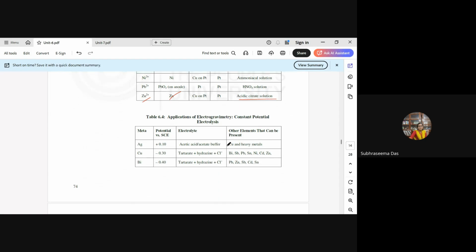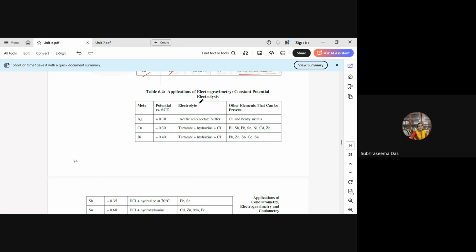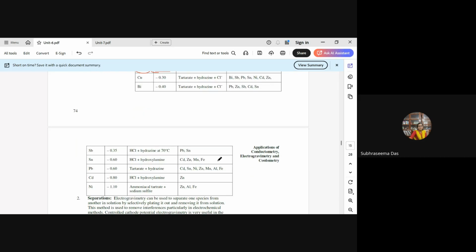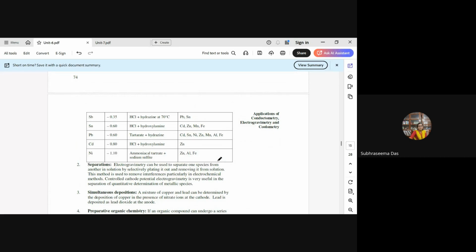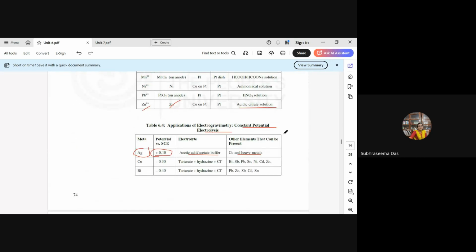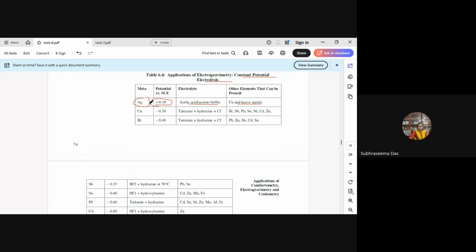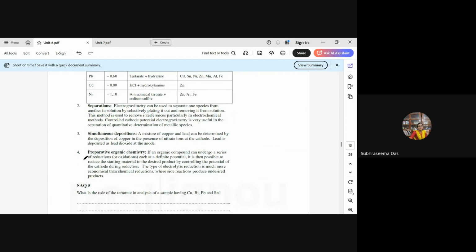In table 6.4, we can see the applications of electrogravimetry by constant potential electrolysis. If the metal is silver, then the potential we have to maintain is plus 0.1 volt. The electrolyte to be taken is acetic acid or acetate buffer, and the other metals that can be present with silver are copper and other heavy metals. These are some of the parameters that need to be maintained during the extraction of the metal by potentiostatic electrogravimetry.